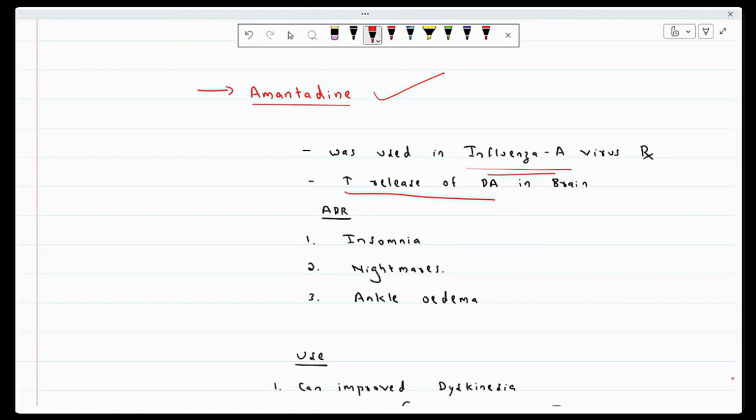Now sometimes the question will be like, which antiviral drug has effect in Parkinsonism also? So what should be your answer? Amantadine. Or sometimes the question will be like this: an anti-Parkinson drug which is having an effect on influenza A virus. The same answer, amantadine. The problem with amantadine is CNS side effects like insomnia, nightmares, etc. Apart from that, ankle edema is also seen.